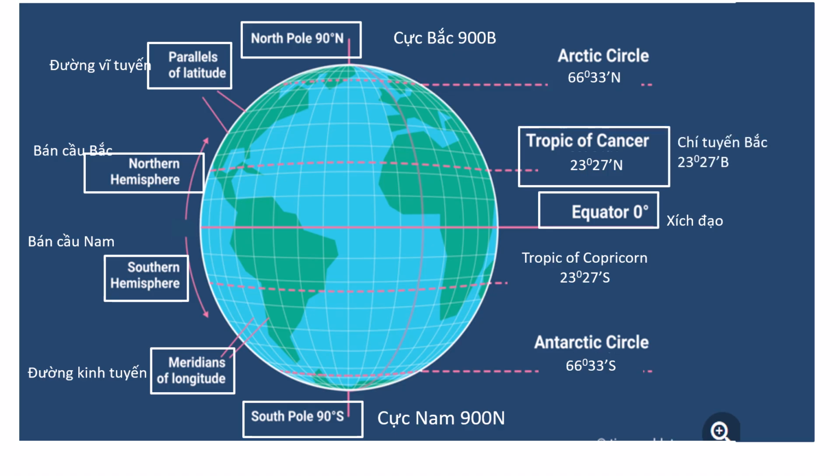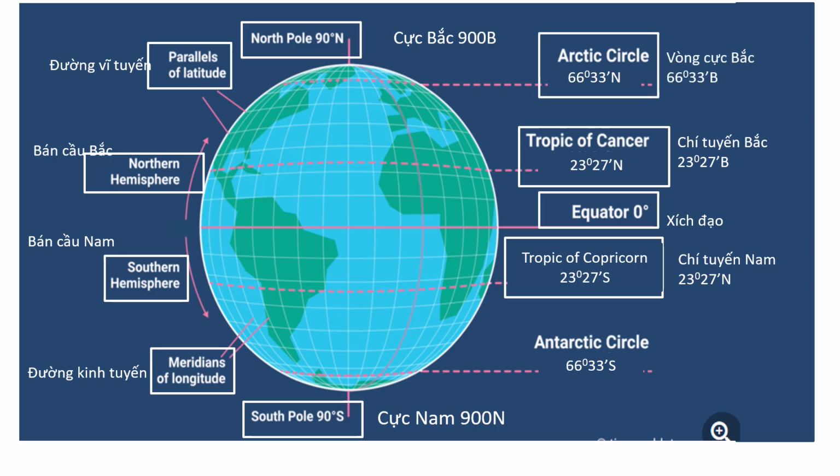Tropic of Cancer, 23 degrees 27 minutes north. Tropic of Capricorn, 23 degrees 27 minutes south. Arctic Circle, 66 degrees 33 minutes north. Antarctic Circle, 66 degrees 33 minutes south.